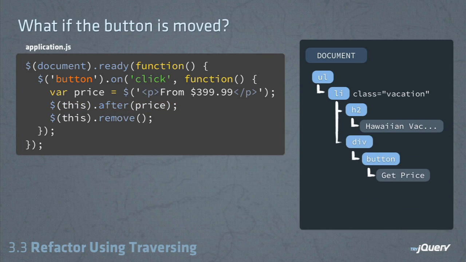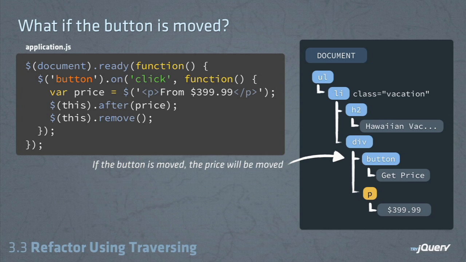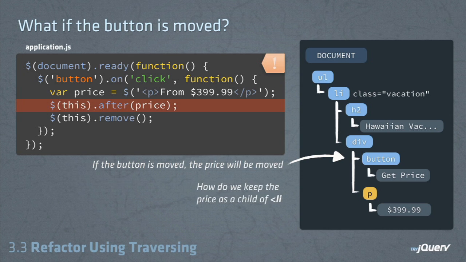Notice here in the DOM we've moved the button into a div. So the DOM has changed slightly, and now when we run this code, well, the price is going to be inside of that div, which we may not want. So how would we write this code so that if the DOM gets changed like this, it's still going to print out the price where it should be?